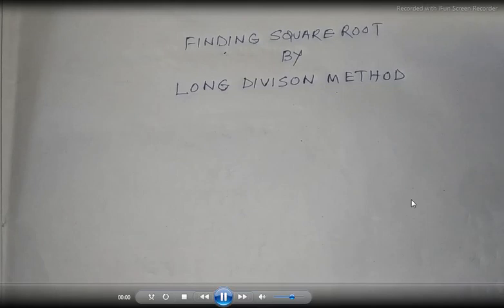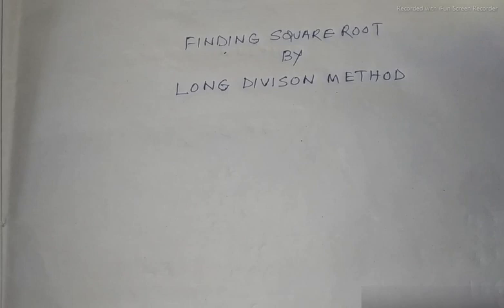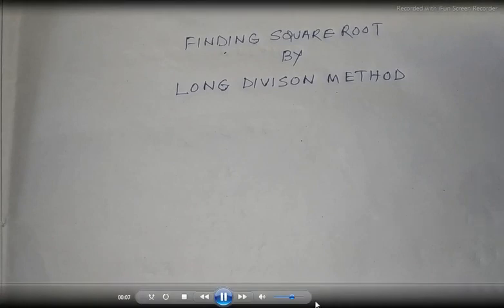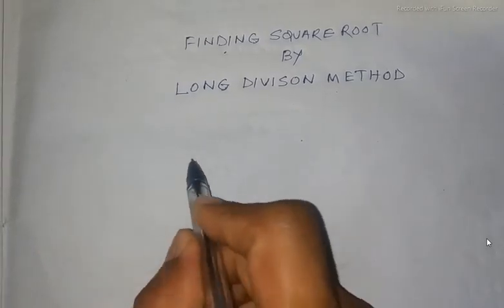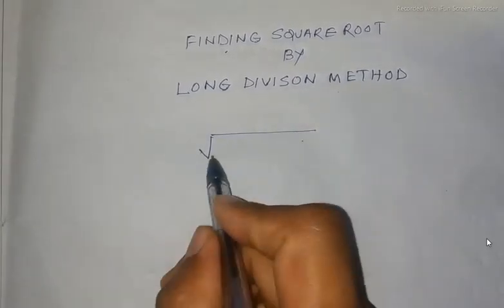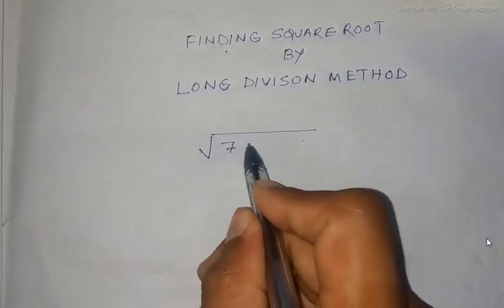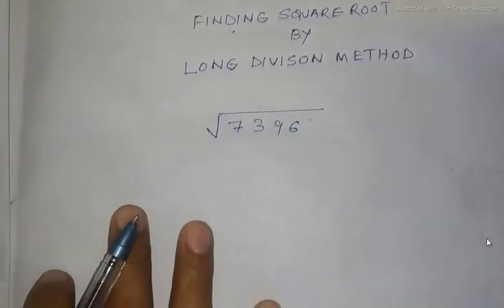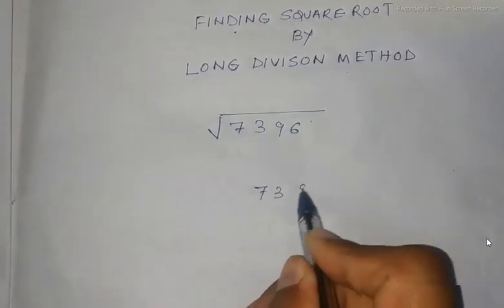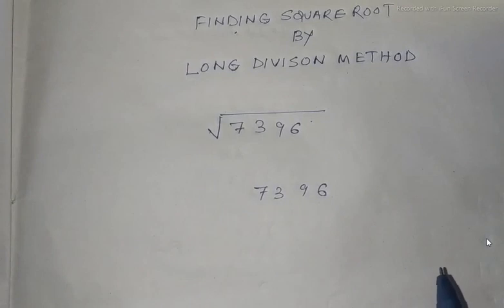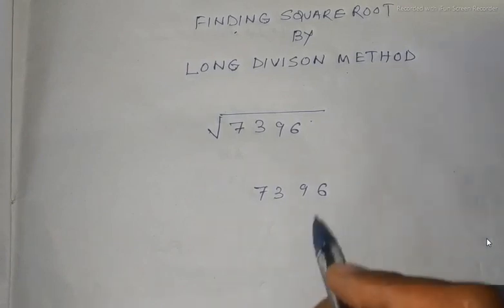So students, today in this video we shall discuss how to find a square root of a number by using the long division method. Let us understand this method by taking an example. Let us find the square root of 7396. In the long division method, our first step is pairing of the digits.